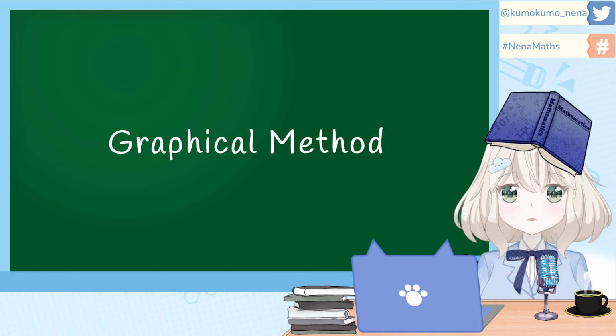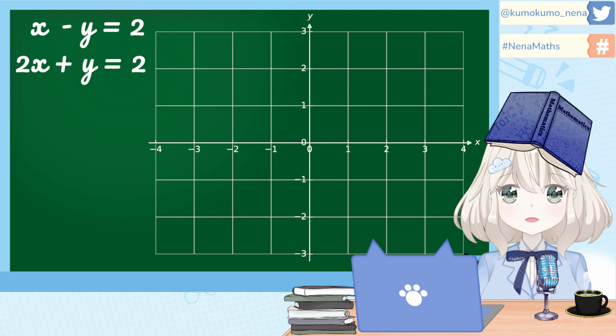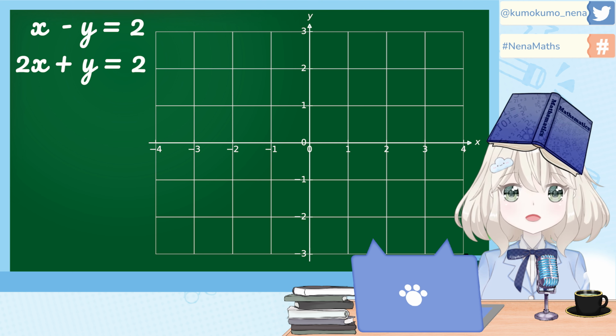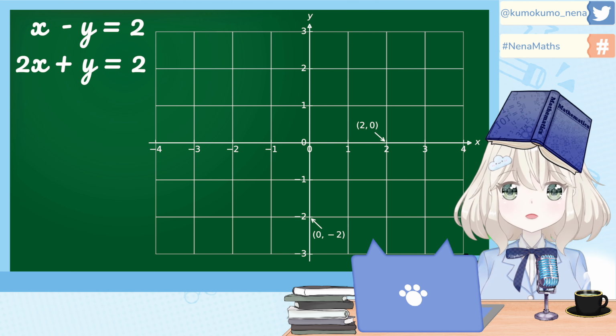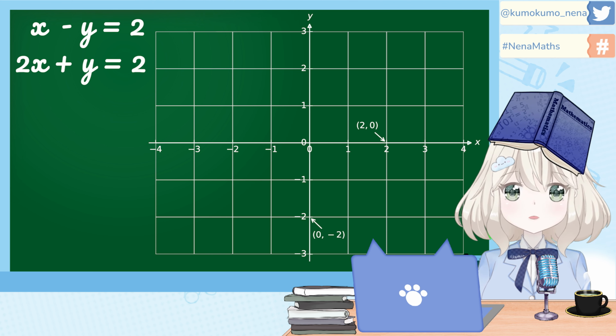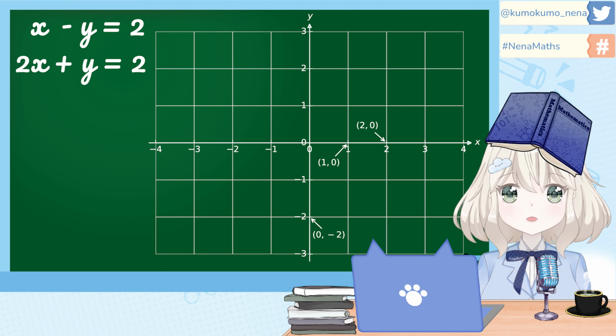Let us look at these two equations. x minus y equals 2, 2x plus y equals 2. The x-intercept of the first equation is (2, 0), and the y-intercept is (0, minus 2). For the second equation, the x-intercept is (1, 0), and the y-intercept is (0, 2).